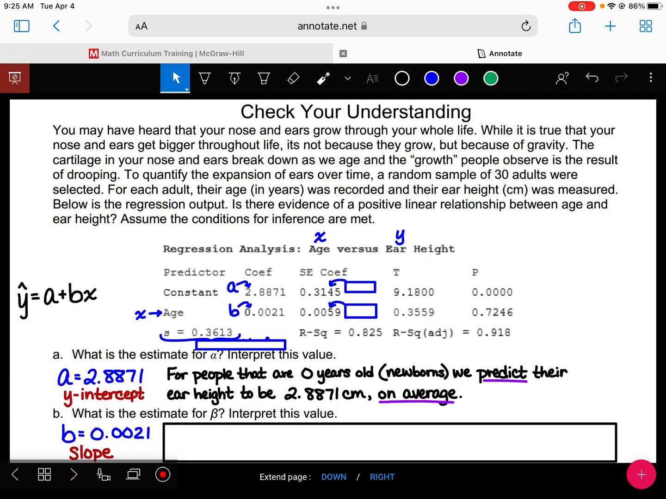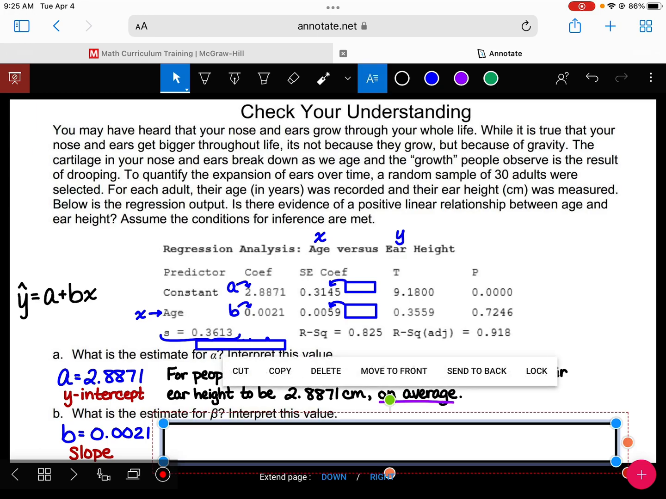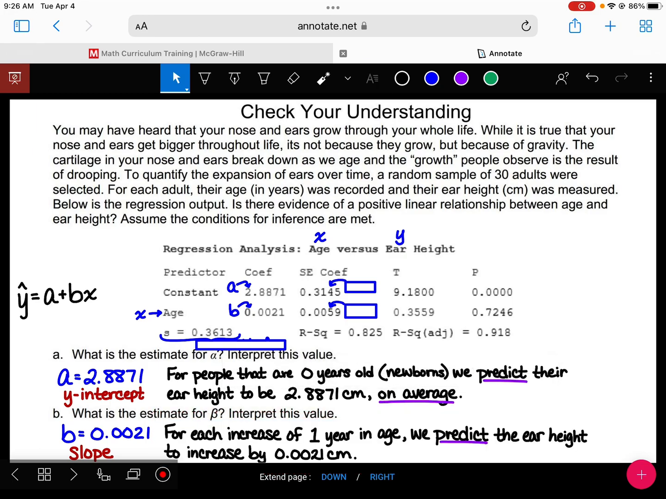That represents the slope. How would I interpret that slope in the context here? Yes. For each increase of 1 year in age, or for each additional year, we predict the ear height to increase by 0.0021 centimeters. Absolutely.